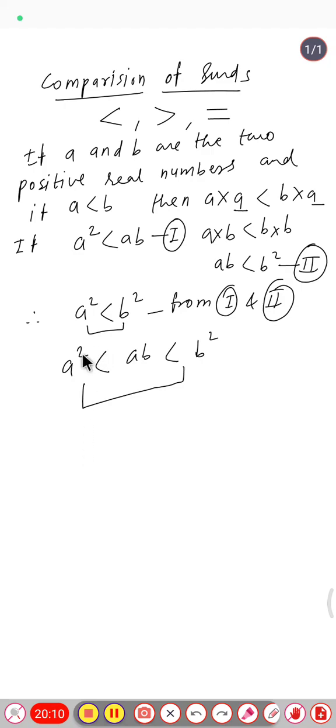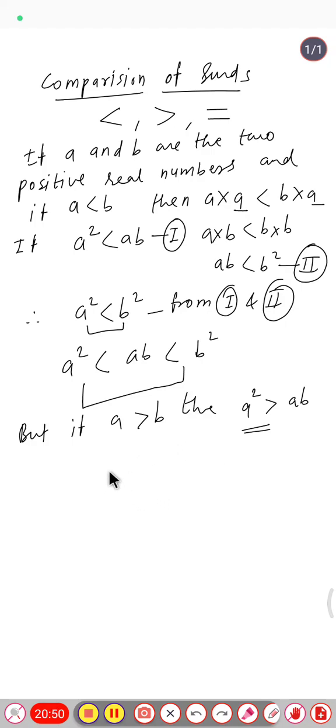But for example, if A is greater than B, then what happens? A into A becomes A square, which is greater than AB. Is it right? For example, here it's 6 and here it's 5. So 6 square is 36, 5 square is 25. So obviously this number is greater. Along with, for example, 6 into 6, 36, and 6 into 5 becomes 30. Ultimately this number is greater than this one.